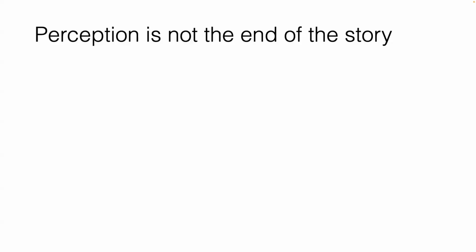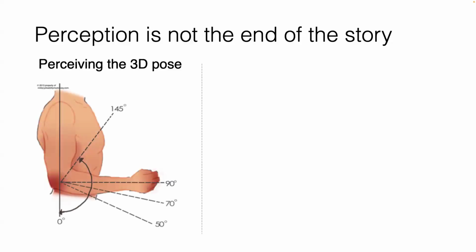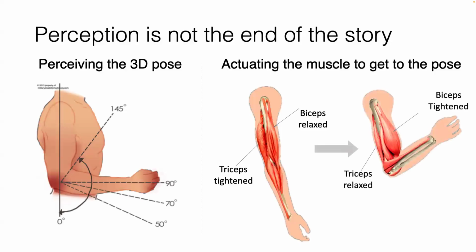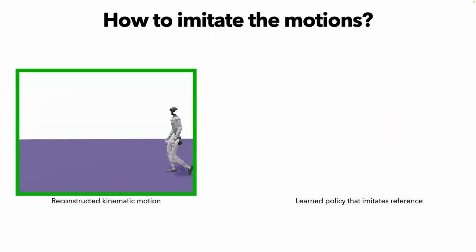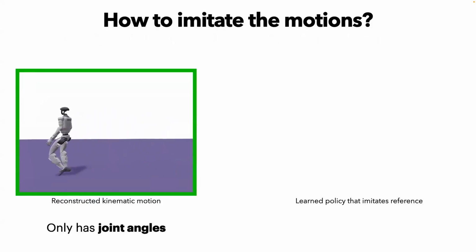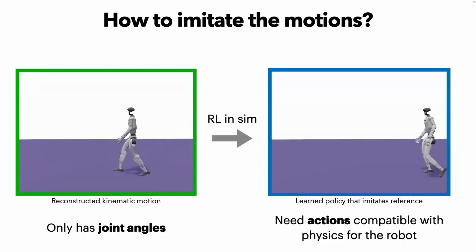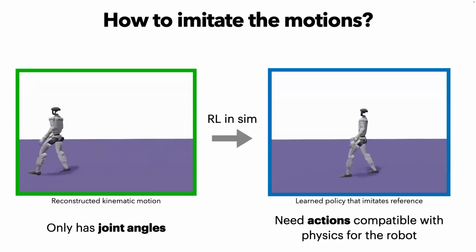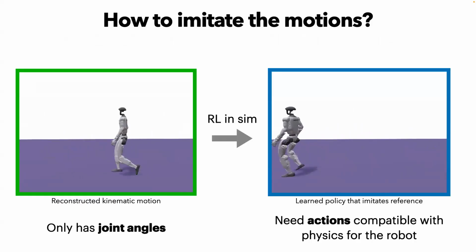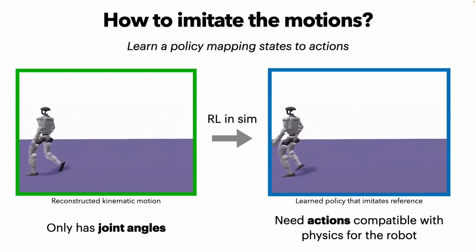Okay, but of course, perception is not the end of the story. There's one thing to perceiving the angles, and the other is to actuate the muscle to get to the pose. It's kind of funny because actuation is actually joint angles, and it's the PD controller that does the torque, but still, you really need to do it in a physics-aware state. This only has joint angles that are not physically aware. You really need actions, which are also joint angles, but compatible with the physics of the robot and the world, which we do with RL.